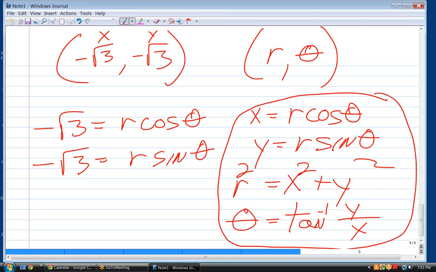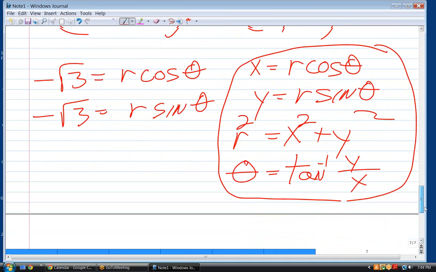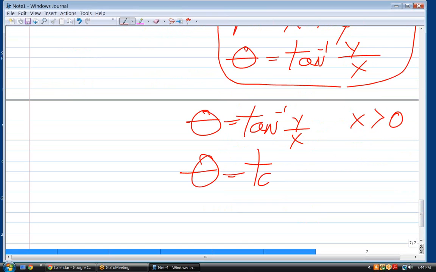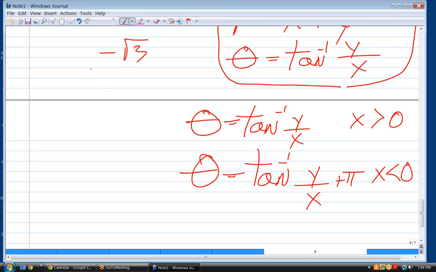So, what's theta? Theta is going to be inverse tangent of negative root 3 over negative root 3, which would be 1. But that's not really theta. Sorry about that. Theta is the inverse tangent of y over x if x is greater than 0, but theta is the inverse tangent of y over x plus pi if x is less than 0. Look at that for a moment. That's very strange. We don't care what y is, we only care what x is. In our example, y over x was negative square root of 3 over negative square root of 3, which is equal to 1.